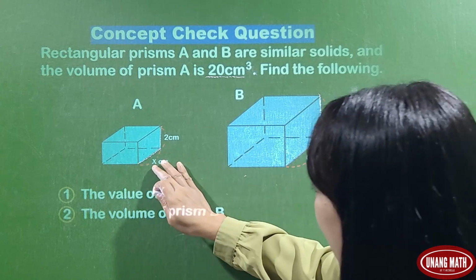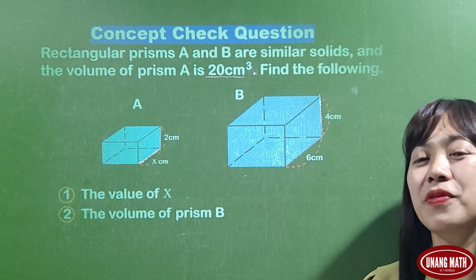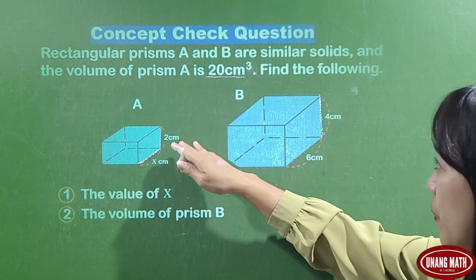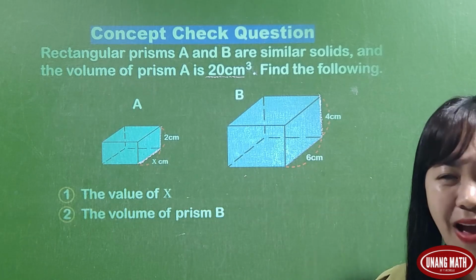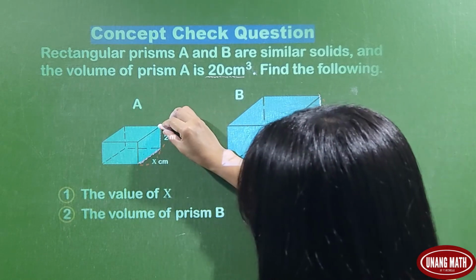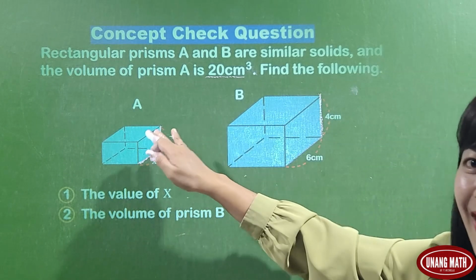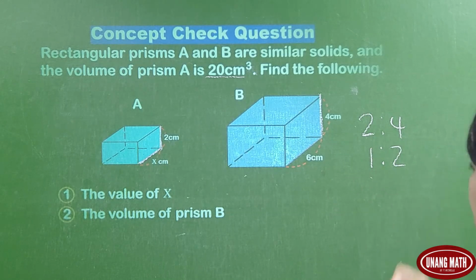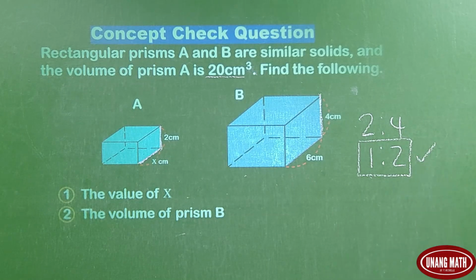To find the value of X, or the length of this edge, we will be using the ratio of similarity. In the problem, the ratio of similarity is not actually given, but we can find it since these two prisms are similar solids. We can make use of the length of this edge and this edge since these are corresponding edges. So we have 2 is to 4. If we simplify, that would be 1 is to 2. So it means the ratio of similarity is 1 is to 2.